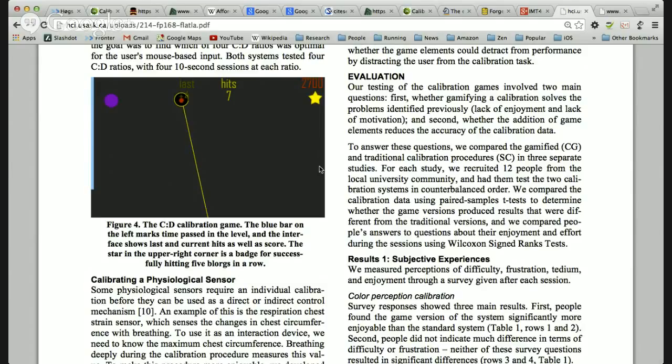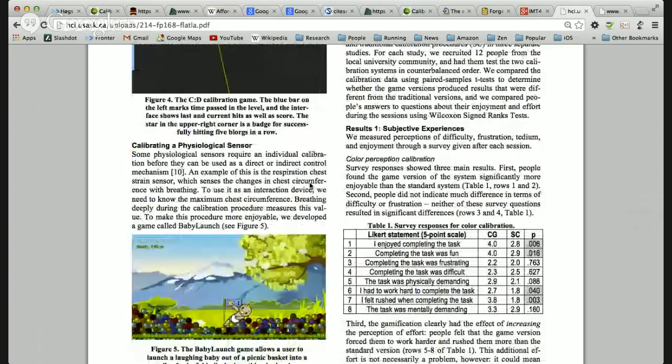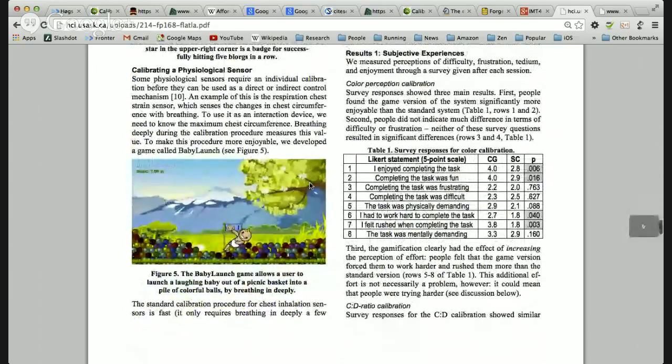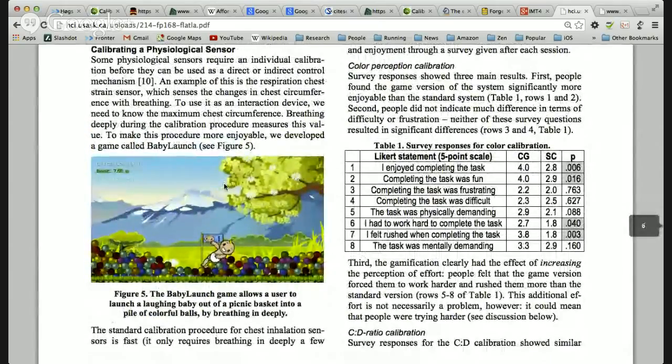And the third one is for calibrating a physiological sensor. They point out that this is a calibration that doesn't have to be gamified because it's very fast, just a standard calibration method. This is for chest sensors, where before you can use them, you have to calibrate what the maximum chest circumference is. They say this is really quick, you just see them breathe in and out a couple of times, so it's not really necessary to gamify.